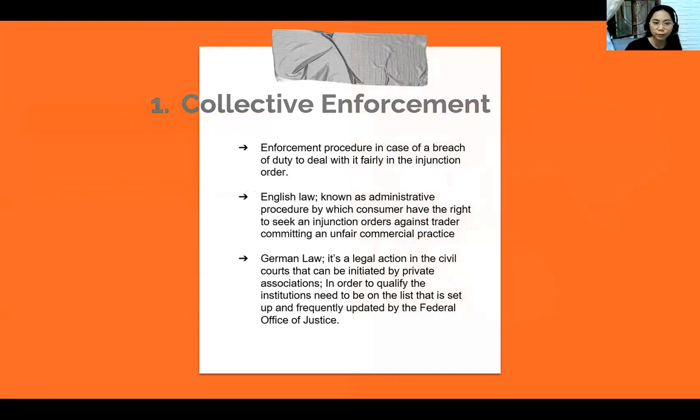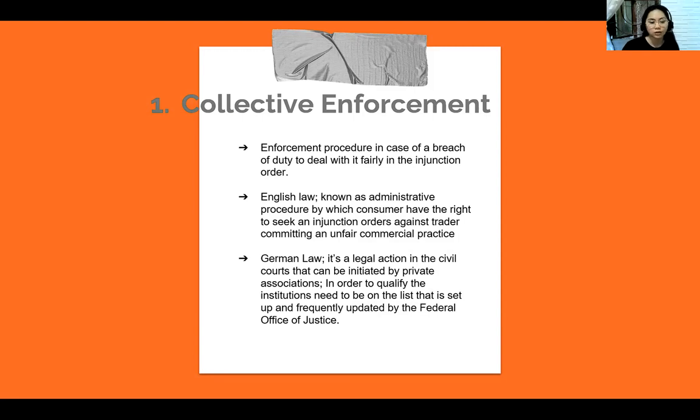All right, the first one would be the collective enforcement procedure in case of breach of duty to deal fairly, and the injunction order. So there are two laws for this. English law, known as the administrative procedure by which consumers have the right to seek injunction orders against a trader committing an unfair commercial practice. And the second would be the German law.